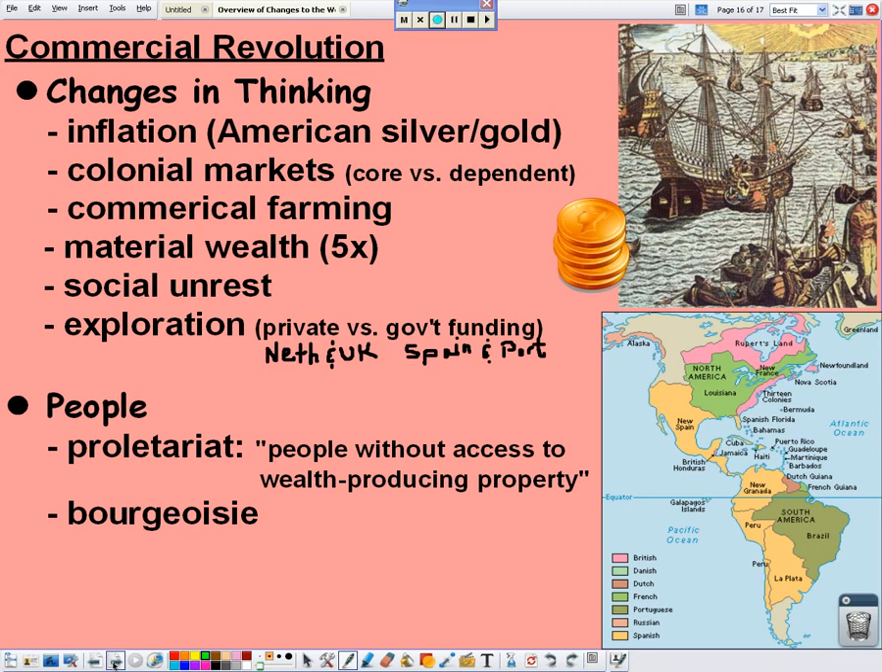We're also going to see that as part of this commercial revolution, exploration will now involve many, many more countries. Last thing, this is important. And by important, I mean test-worthy. Some countries will take a very different approach to exploration. Places like the Netherlands and England will have private exploration, meaning not financed by the government. Whereas places like Spain and Portugal do all of their exploration with government funding. If you read the chapter closely for this part, you'll begin to understand why that was important.